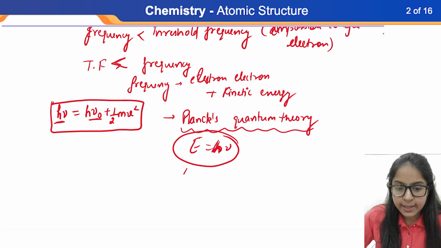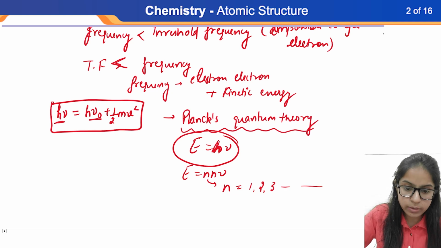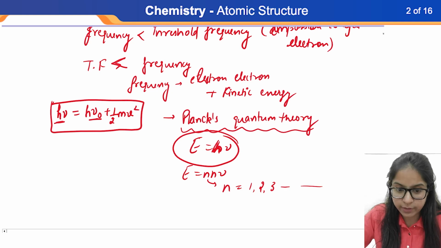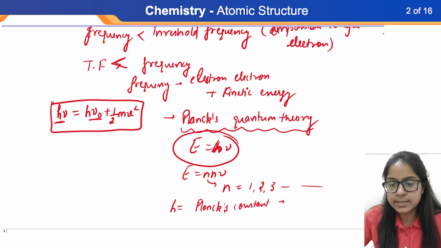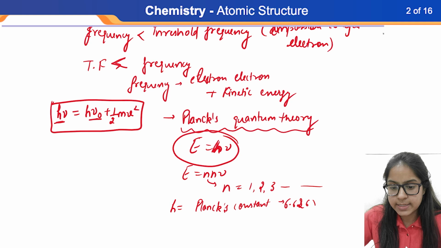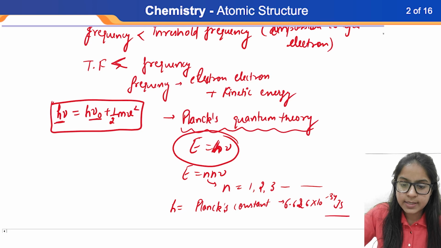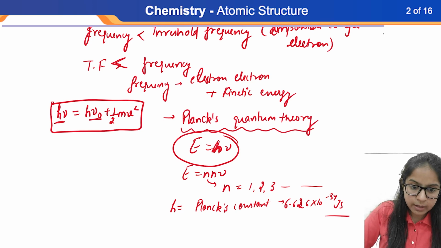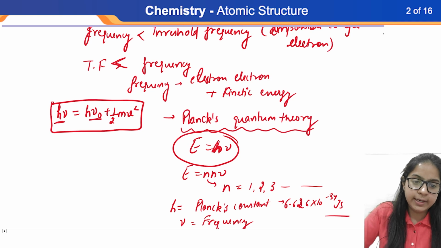So E is equal to n h nu. n is the number of photons, and n can be 1, 2, 3, and so on, but cannot be 1.5 or 2.5. Here h is Planck's constant, and its value is always constant, 6.63 times 10 raised to the power minus 34 joule second. And nu is the frequency here. Now I'm going to use this for the photoelectric effect.